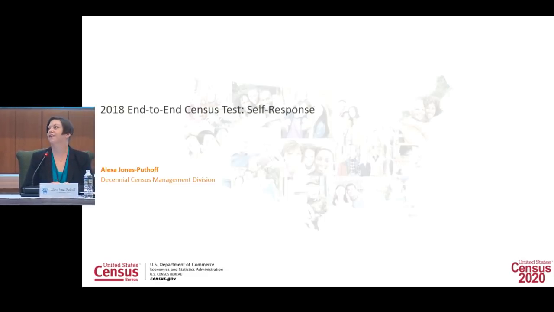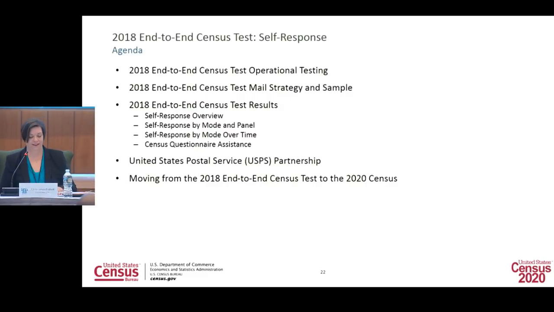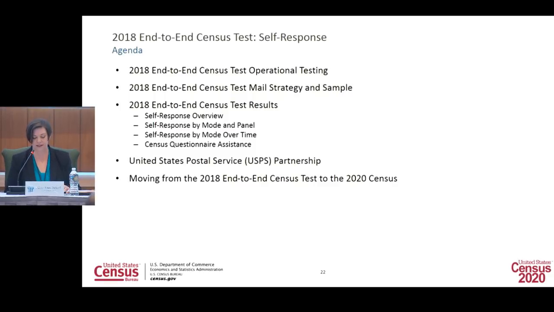Thank you. All right, you can go ahead and move forward. In this portion of our presentation about the 2018 end-to-end census test, I'll be covering a couple of things. You can see the agenda up here. I'll cover the key components of the operational testing conducted in 2018. We'll take a quick pass through the 2018 test mail strategy and sample characteristics, as that information is likely familiar to most of you already.